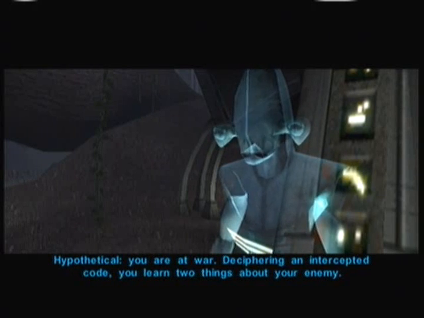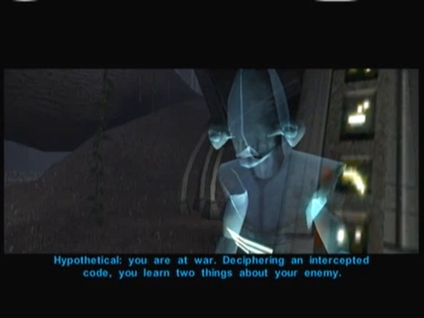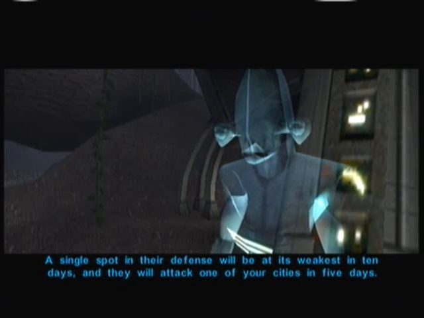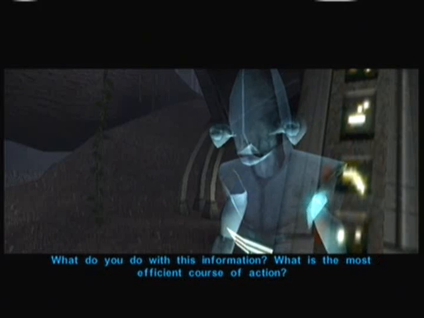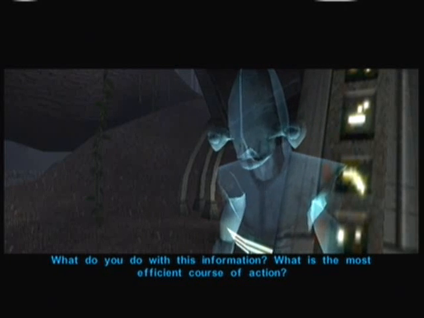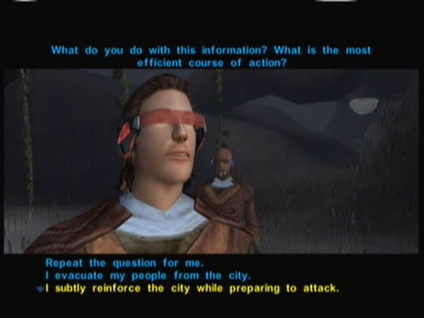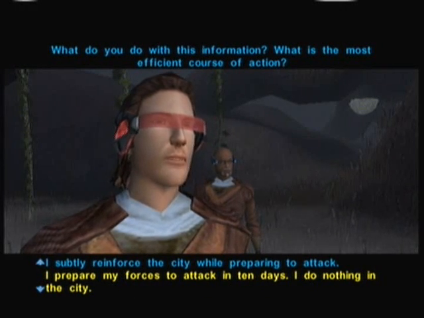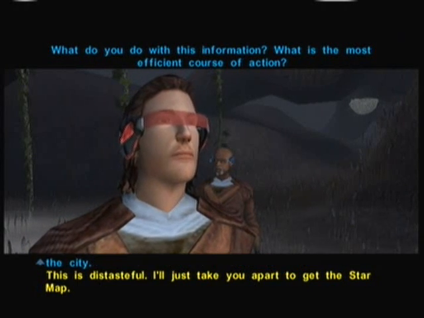Hypothetical. You are at war. Deciphering an intercepted code. You learn 2 things about your enemy. A single spot in their defense will be at its weakest in 10 days, and they will attack one of your cities in 5 days. What do you do with this information? What is the most efficient course of action? I evacuate my people from the city. I reinforce the city while preparing to attack. I prepare my forces to attack in 10 days. I do nothing in the city.